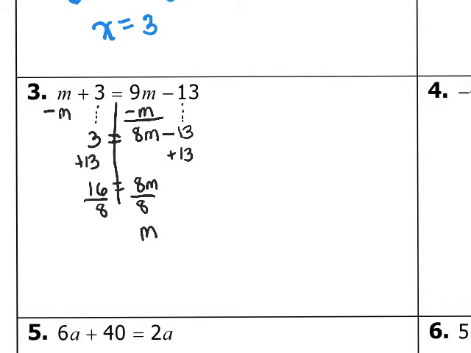Taking that pile of 16, dividing it into 8 groups, each one gets 2. Again, checking it. Every time you see an m, you put the number 2.